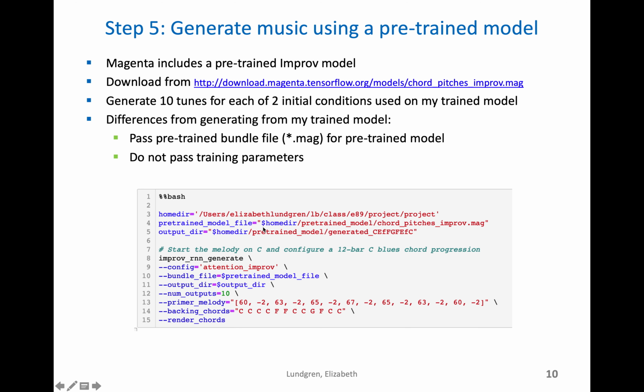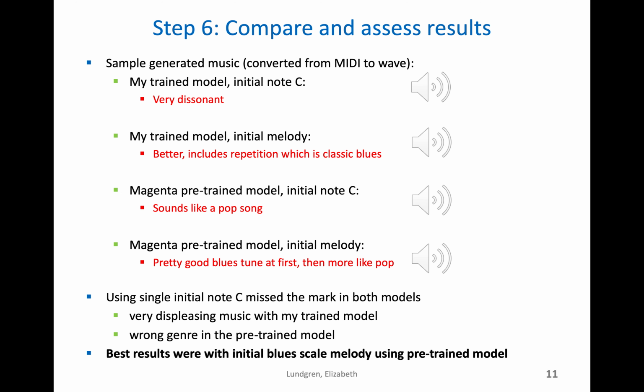I also did this with a pre-trained model, so you can download this chord pitches improv.mag file from download.magenta.tensorflow.org and use the improv RNN generate function again, using the same chord progression and the same initial files. So let's see what I got.